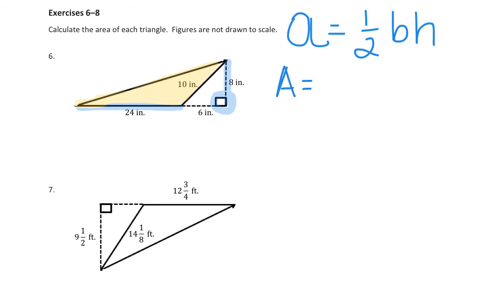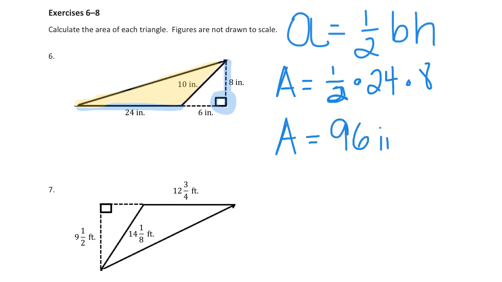So for this one, area equals 1/2 times a base of 24 times a height of 8. Then you grab your calculator and you multiply those together. And when I multiply those together, I get 96. So the area equals 96 inches squared.